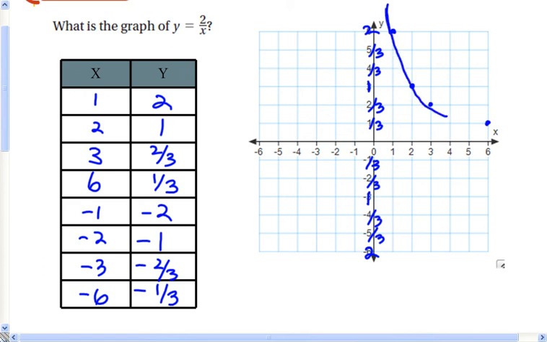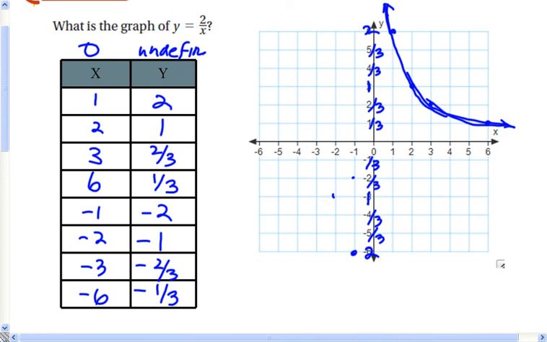And we know that we can never divide by 0, because 0 would be undefined. If I do 2 divided by 0, it's undefined. So we know this graph is going to keep heading up in this direction, but never getting to 0. And we also know it's never going to get to 0 this way, because if you divide something by something, you always get something.